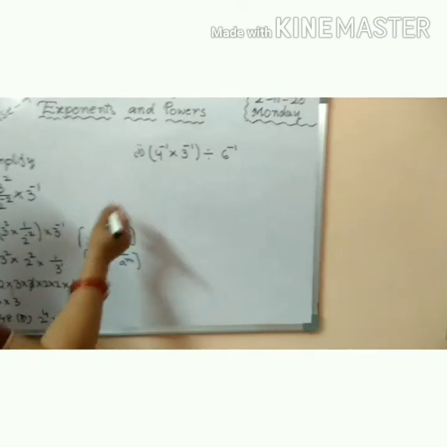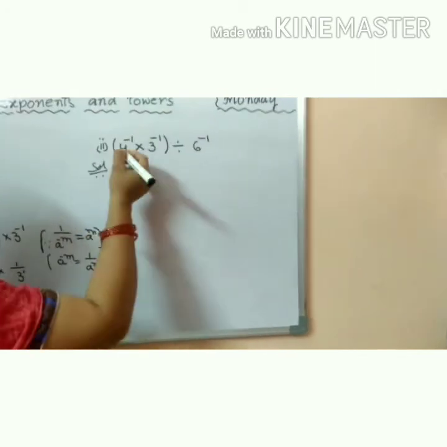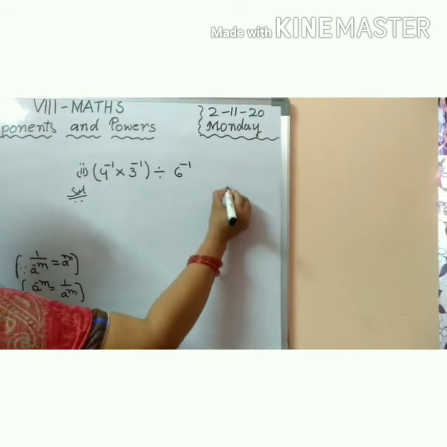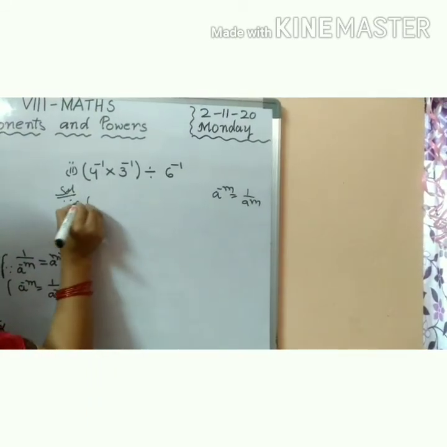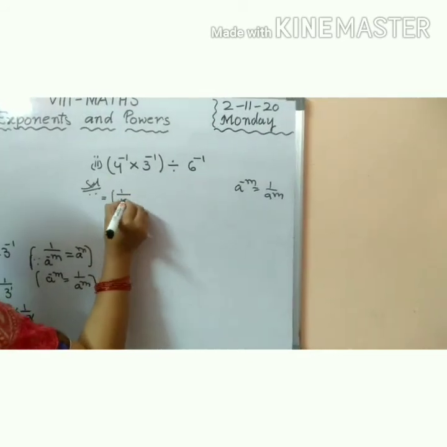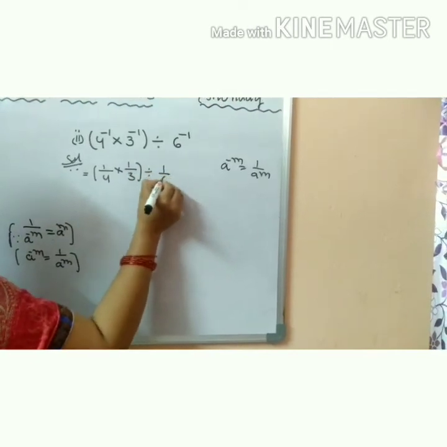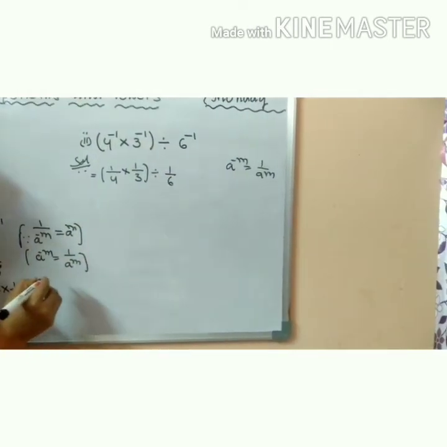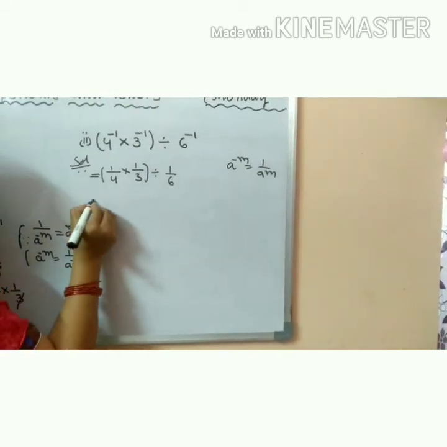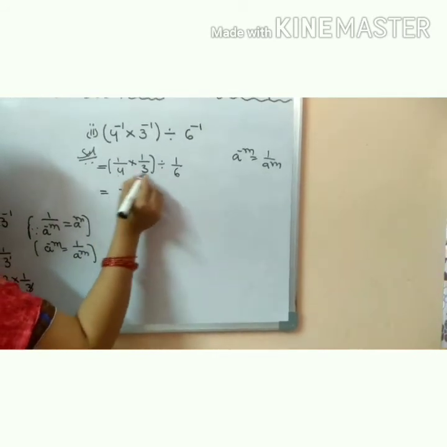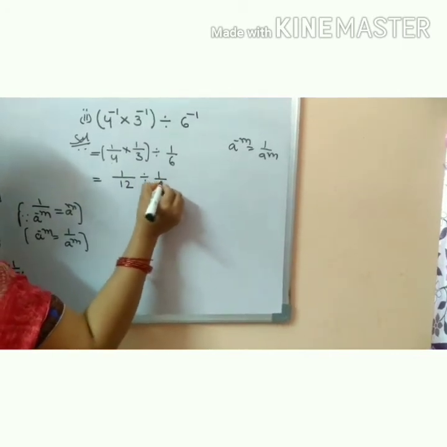Okay. Next, second problem. Solution, second problem. So here the same process. A power minus m formula, 1 by a power m. So here write 1 by 4 into 1 by 3 divided by 1 by 6, by using laws of exponents. Okay. So here write 1 by 4, 3s are 12, divided by 1 by 6.